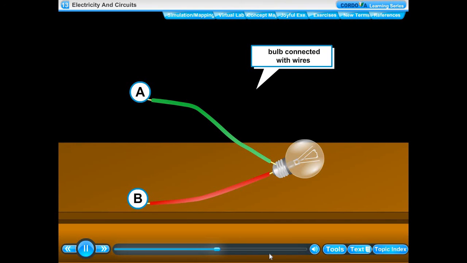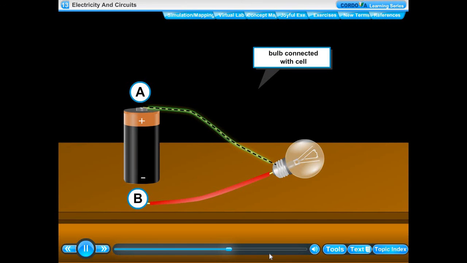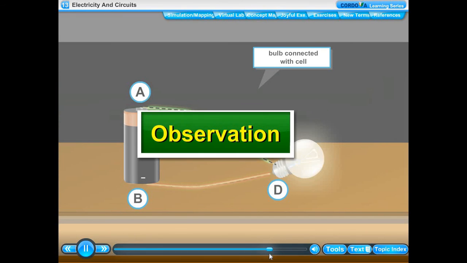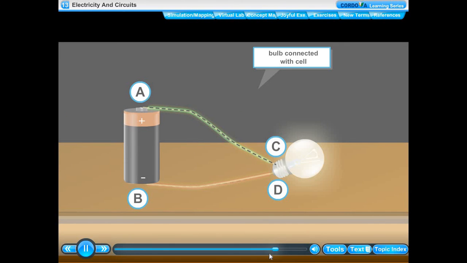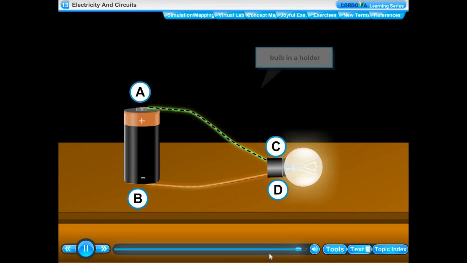Now, connect the other end of the first wire to the positive terminal of the electric cell by putting an insulating plastic tape as shown at position C in the figure. Similarly, we connect the other end of the second wire to the negative terminal of the electric cell by putting an insulating plastic tape as shown at position D in the figure. Observation. What do we observe? The bulb will glow. We find it a problem to hold the copper wires at a fixed place with insulating tape. We can use a bulb holder and can fix the bulb and the wires as shown in the figure.